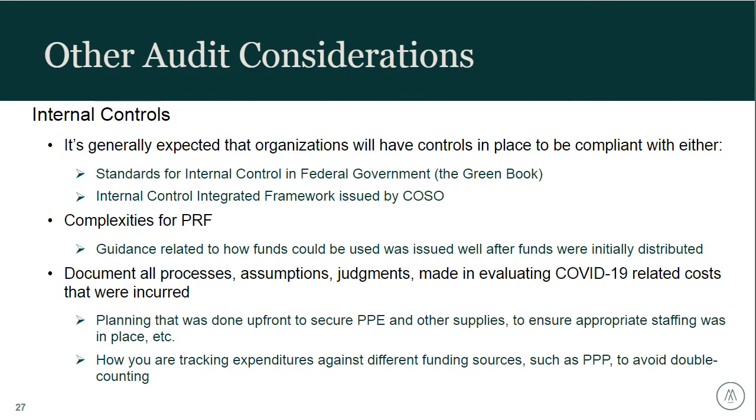what some of the planning was that was done for PPE and other supplies. There were changes that needed to be made to the staffing, et cetera, like documenting all of those processes. For those that did receive other funding, such as the PPP loan, what are you doing to ensure that expenditures are not being double counted, so you're not having the same set of expenses go against two different funding sources? Those are a couple of examples of what would be key to document, to make sure these are all being done to comply with each respective program.